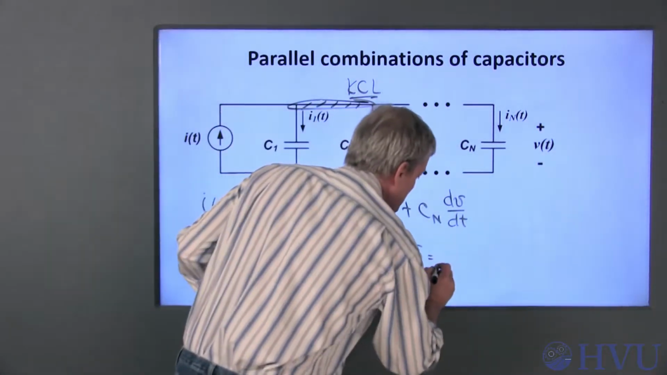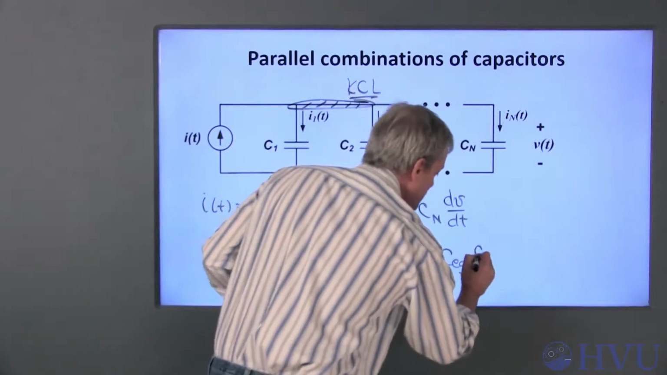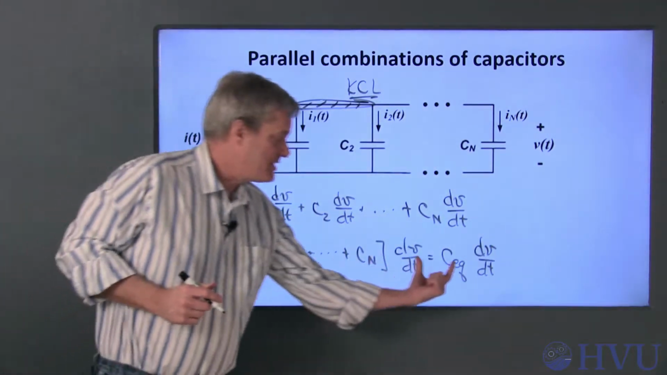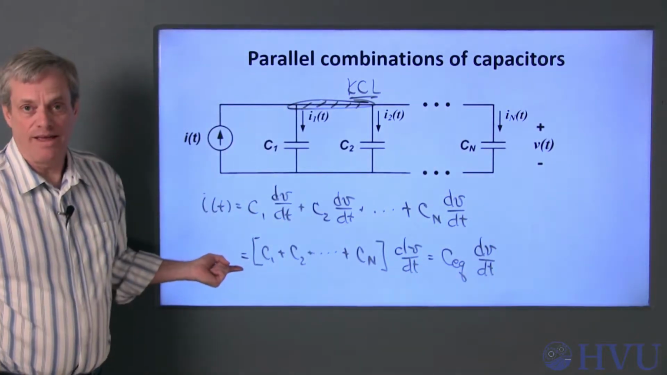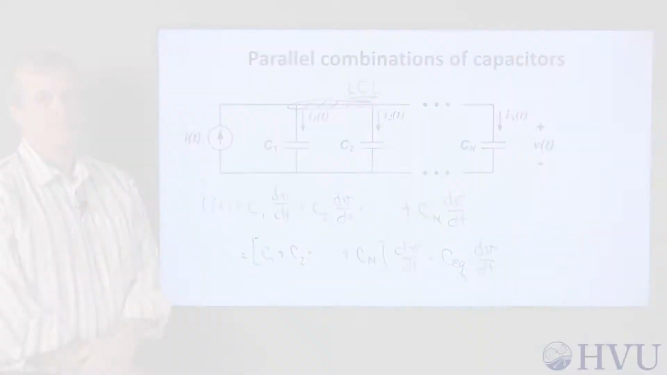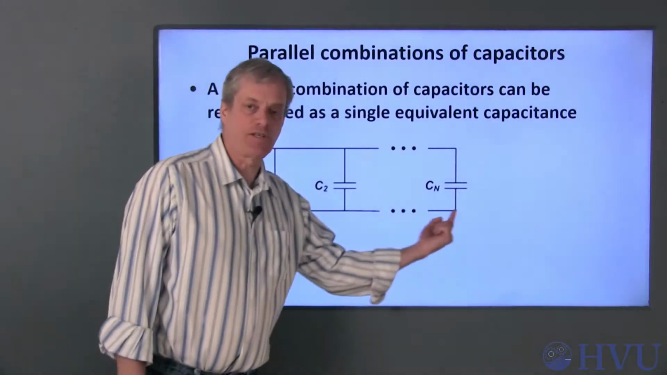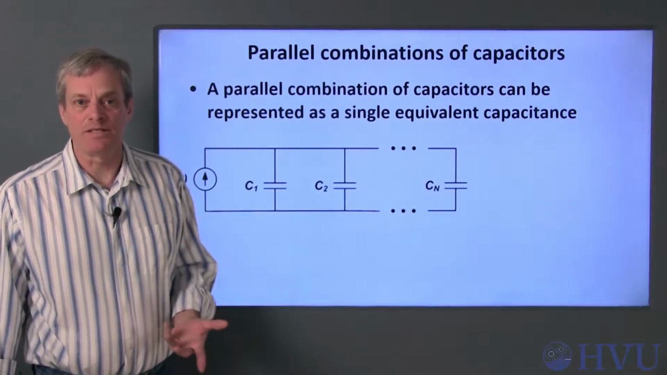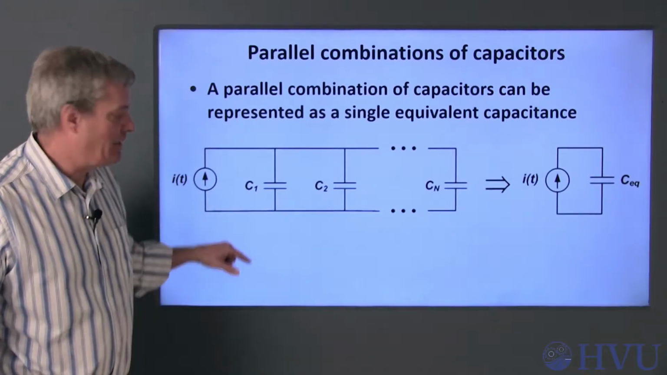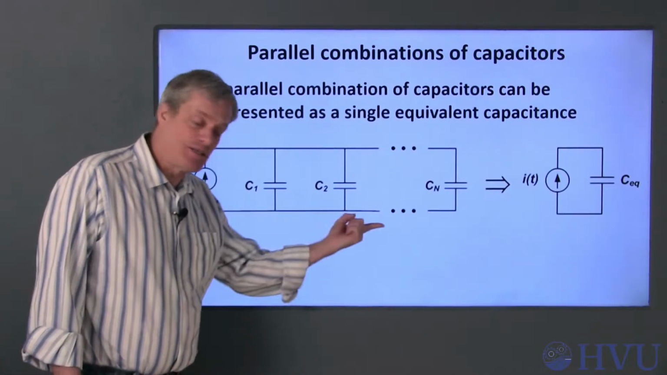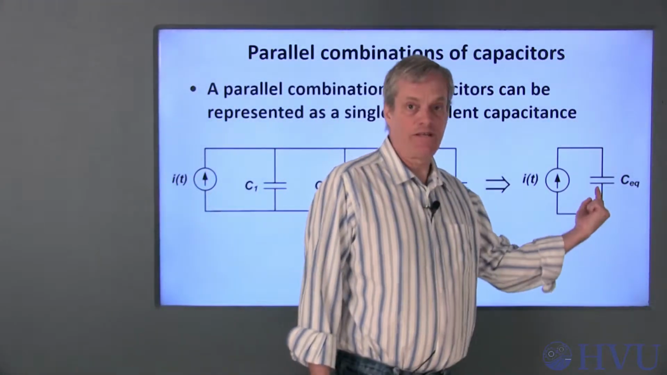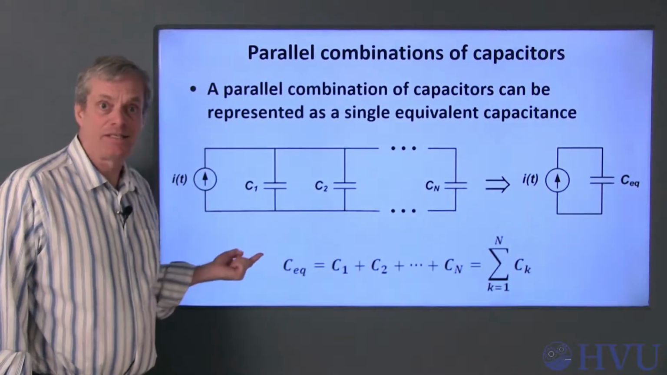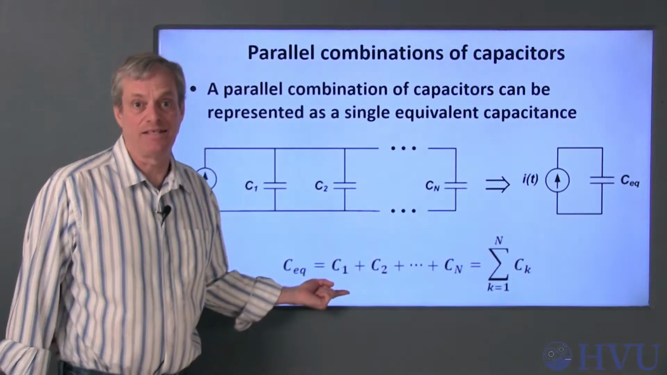That can be expressed as a single equivalent capacitance CEQ times dV/dt, which is the same voltage-current relationship if I set CEQ equal to the sum of the individual capacitances. If I have n capacitors in parallel, I can combine them into a single equivalent capacitance. From the standpoint of a voltage-current relationship at the source terminals, this circuit is equivalent to this circuit with a single equivalent capacitance. I just have to choose the equivalent capacitance to be the sum of the individual capacitances.